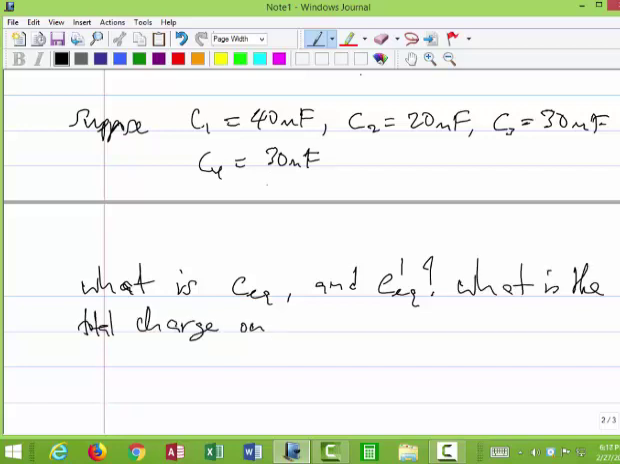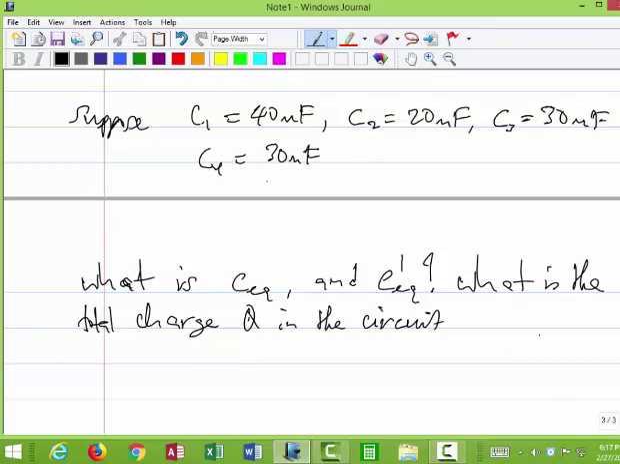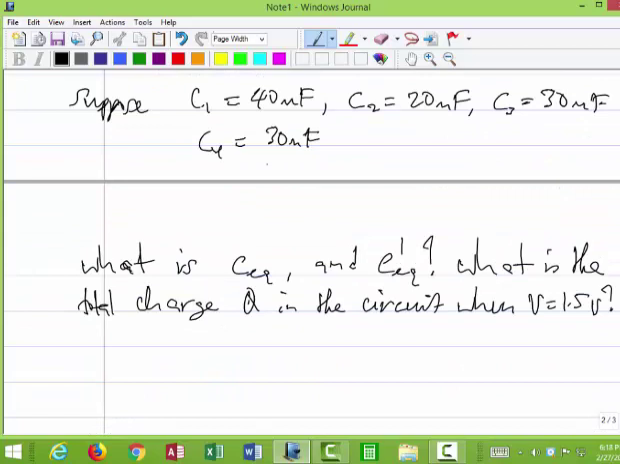Let's say total charge Q. Let me give you some additional information. What is the total charge Q in the circuit when V is equal to 1.5 volts? We'll work on this together. Okay, so let's look at the solution for this.